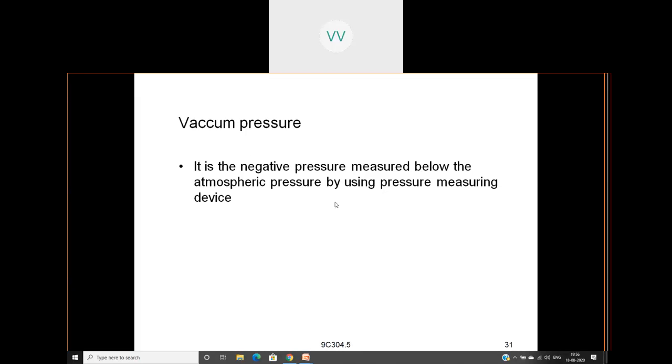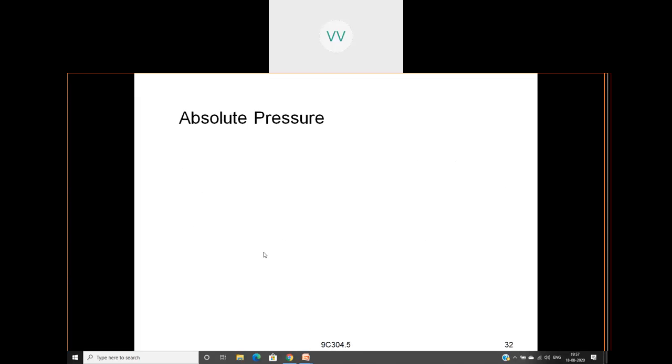So in gauge pressure, you have positive pressure and negative pressure. This negative pressure is called vacuum pressure. It is the negative pressure measured below the atmospheric pressure by using the pressure measuring device. So the vacuum pressure is something which is measured below the atmospheric pressure. Now the last one is the absolute pressure.